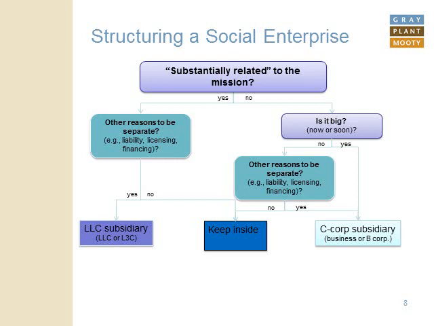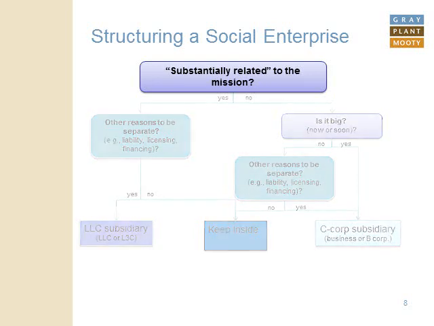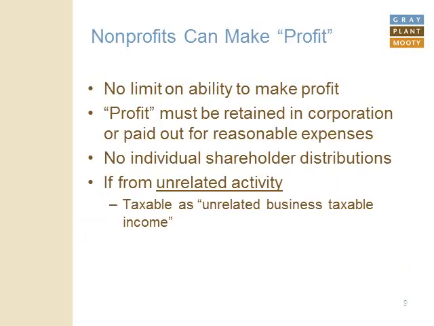So the reason we ask that question is that nonprofits are allowed to make a profit. So the term nonprofit is really misleading. The difference is that those profits are not distributed to any individuals or shareholders. They are retained in the organization and used to further its tax-exempt purpose. So no individual shareholder distributions or anything like that.